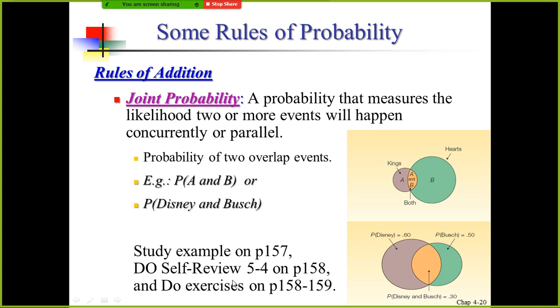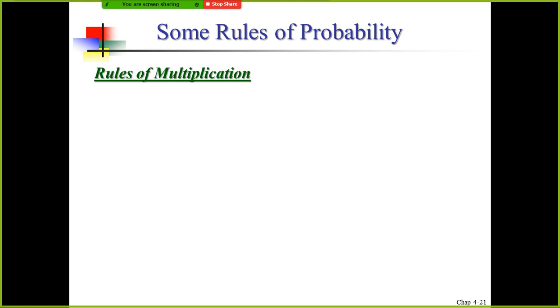Okay, now we go into new rules. The new rules are about rules of multiplication. Unlike the rule of addition, for the rules of multiplication we have only two sub rules. One is the special rule and the other one is the general rule of multiplication. So first we will go to study the special rule of multiplication.